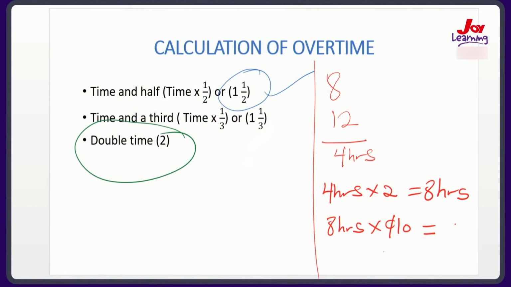And we multiply the 8 hours by the rate. So for example, if the rate is 10 cedis, then the employee is going to receive 80 cedis as overtime.